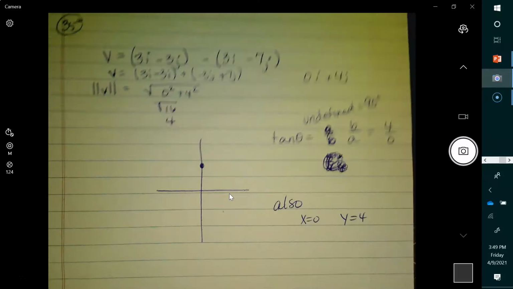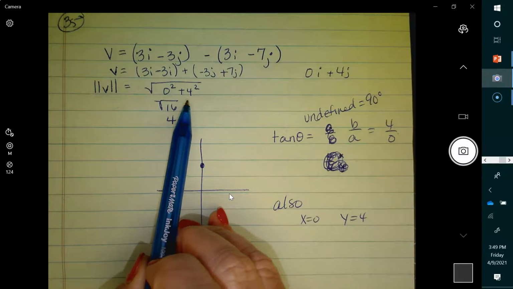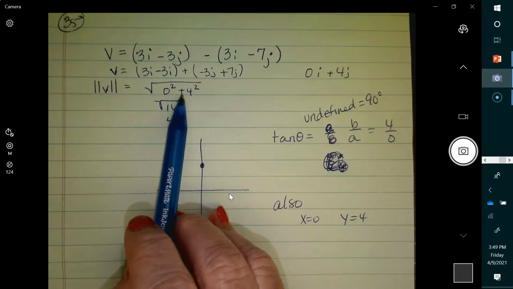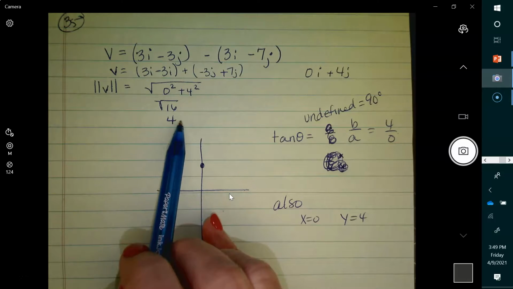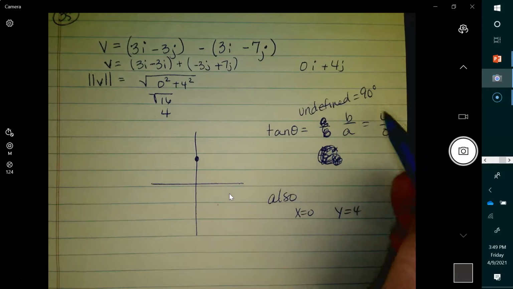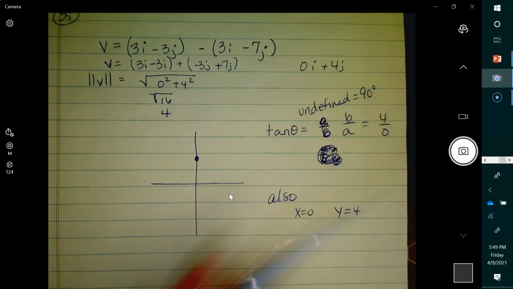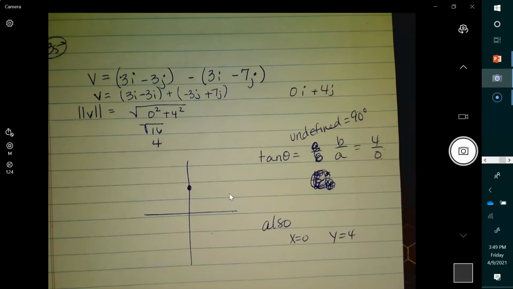Then the last problem gives you v. They want the magnitude, and you put that together and use your magnitude formula. Now, you're going to get 0 on the bottom when you're trying to find the tangent. You know that's undefined, but we know that that happens when the angle is 90.